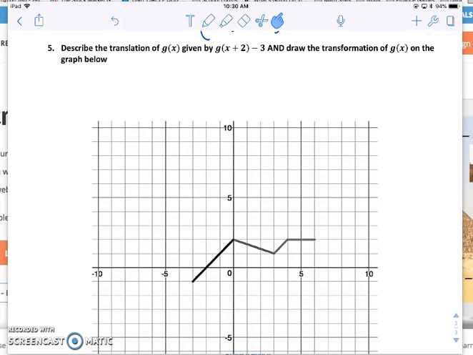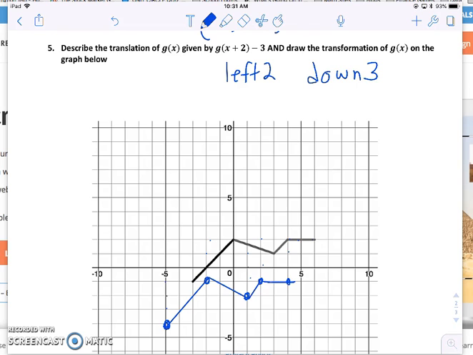In the last one here, describe the translation of g of x given by g of x plus 2 minus 3 and draw it. Well, plus 2 moves it to the left 2, negative 3 moves it down 3. So if we take each of these to the left 2, down 3, to the left 2, down 3, we would have it.